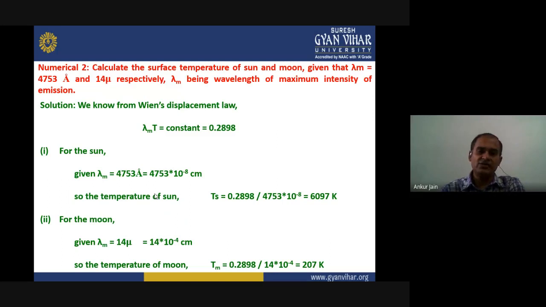Okay. Now if we calculate the temperature of the moon, what will be the value? It is already given. The lambda m value is 14 micron. If we change it into centimeter, it becomes 14 into 10 to the power minus 4 centimeter. So the temperature of the moon will be Tm equals 0.2898 divided by 14 into 10 to the power minus 4. If we solve this, we get 207 Kelvin. So this is the temperature of the sun and moon using Wien's displacement law, right?